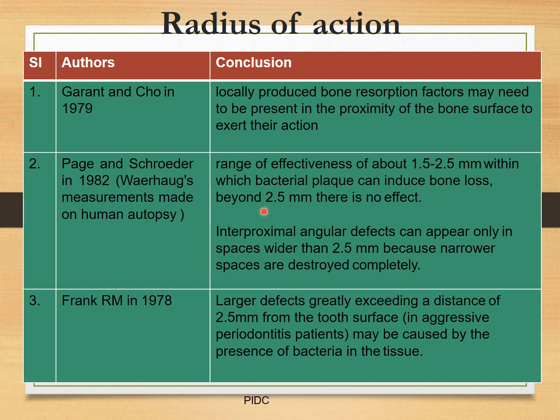And you can see that interproximal angular defects can occur only in spaces wider than 2.5 mm, because the narrower spaces will be destroyed completely, and then it moves to the angular defect. Then Manson in 1976 found that larger defects greatly exceeding a distance of 2.5 mm from the tooth surface, usually seen in aggressive periodontitis, might be caused by the presence of bacteria in the tissues.